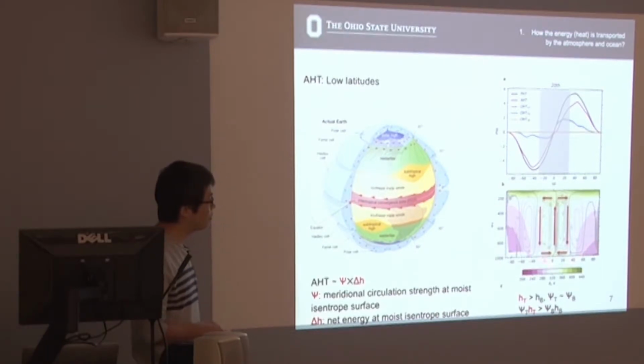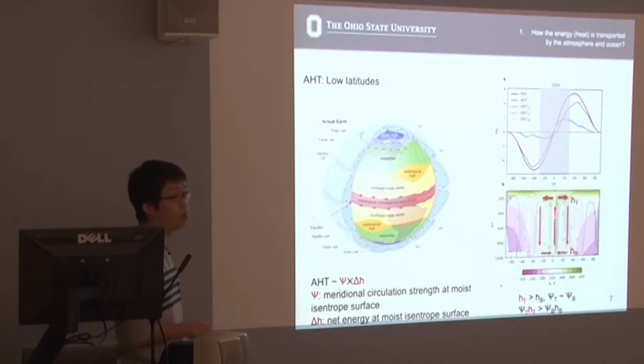So since the lower branch of the circulation is equatorward, the energy transport in the lower atmosphere is equatorward, and the opposite is at the top of the atmosphere. It is transported poleward. And we know that the energy at the top of the atmosphere is much larger than that at the bottom. Plus, the circulation strengths at the top and at the bottom are more or less the same. It is because they are on the same contour, so they have the same circulation strength. Therefore, the net heat transport is dominated by the upper branch of the Hadley circulation and is transported poleward in the tropics.